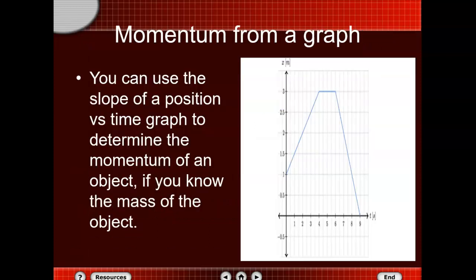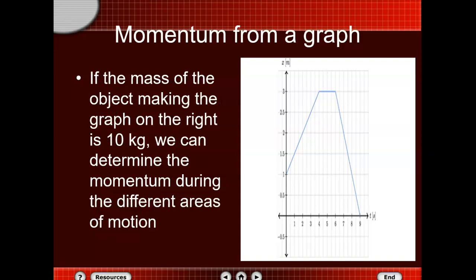Now, also, we can use graphs. Okay, so this is a position versus time graph. And if you remember back to Unit 1, we talked about the fact that the slope of a position versus time graph is velocity. So if I know the mass of an object, and I can figure out the slope of a position versus time graph, I can figure out the momentum at any given spot on the graph, any given motion on this graph.